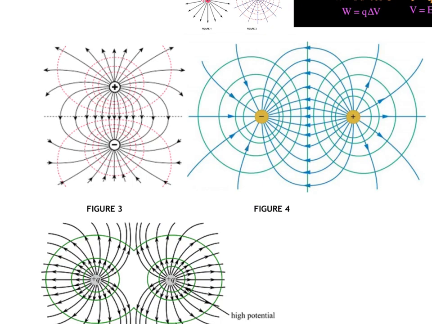Okay, question 3. Look carefully and thoughtfully at these 3 diagrams. Figure 3 shows an electric dipole, field lines leaving the positive charge, entering the negative charge. The black lines show us the electric force field. The red lines are equipotential lines, lines of equal energy. So the red lines are showing us the energy field.